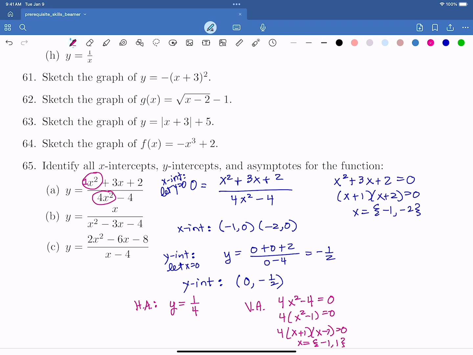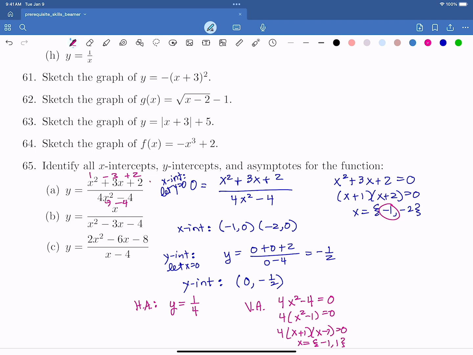Now, do either one of those solutions make the numerator 0? Yes, I believe so, because right here, when we set the numerator equal to 0 and solved, we got -1. So if I go back and check when x is -1, what happens in the numerator? We get 1 minus 3 plus 2, that's 0. And if x is -1, I get 4 minus 4, that's 0.